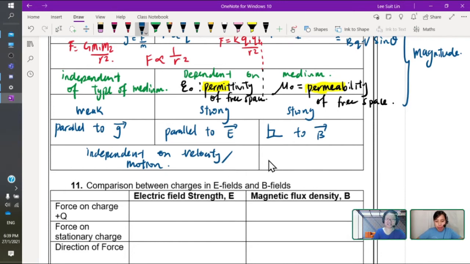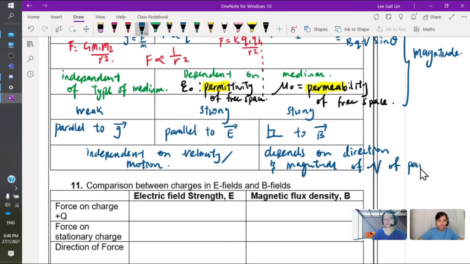How to describe? This one depends on both the direction and magnitude of the velocity of the particle. That's why it's so finicky. You have to use your left hand, check the direction, then you see how fast it's moving, then it gets a different path, it curves.